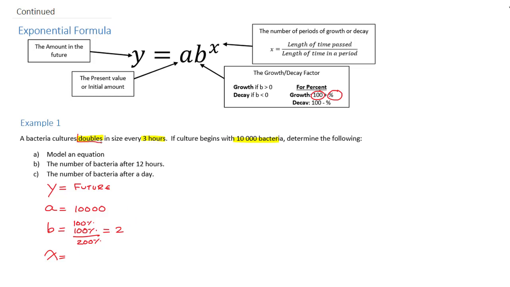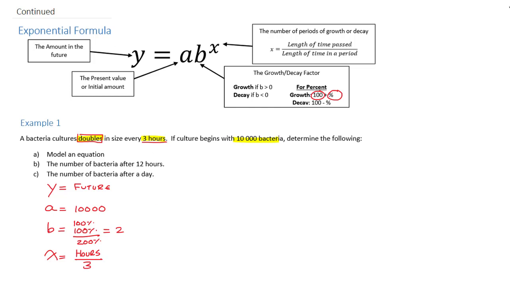The first bunch of questions are just going to be doubling questions. So it's always going to be 2. Or if it says it triples, it's 3, so on and so forth. All right, now, what's x going to be? It says it doubles every 3 hours. So x is going to be, we're going to take the number of hours that have passed. I'm just going to use h for hours, okay? And divide that by 3.